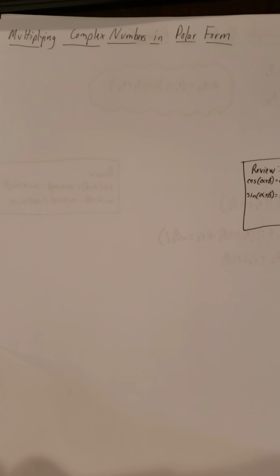Okay, so now that we know how to write a complex number in polar form, what we're going to go over is multiplying two complex numbers together in polar form. So we have to have two complex numbers. The first one we'll name z1, and the second one we'll name z2.